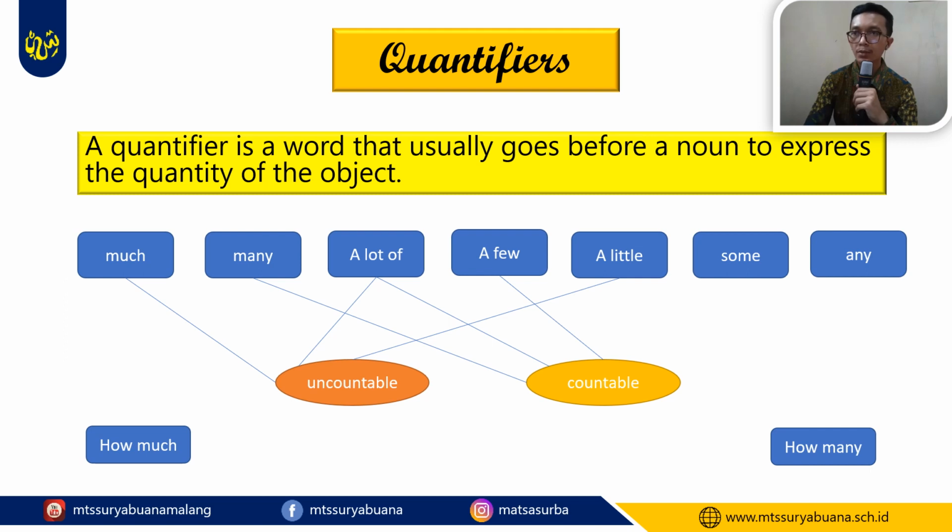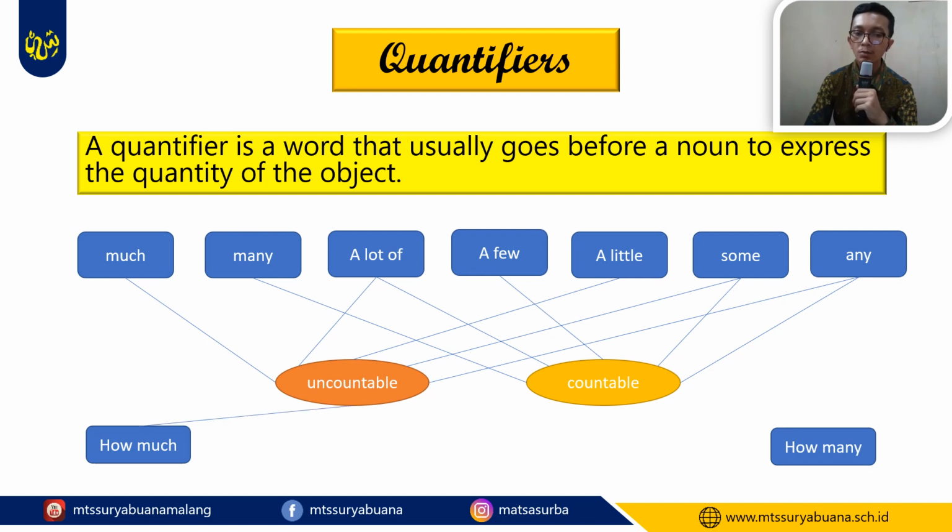For example, for the sentence, I need a little sugar. Sugar is an uncountable noun, right? So if we want to use a little here, it should be followed by an uncountable noun. I need a little sugar. And then some is followed by uncountable and also countable nouns. Any should be followed by uncountable and also countable nouns.